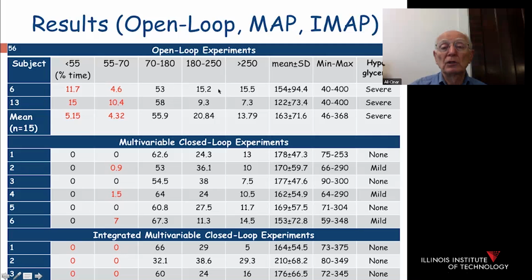These are the durations of time during, or the percentage of the time during the whole closed-loop experiment. And with the integrated system, which were the last 3 patients only, there is no hypoglycemia of any kind that was captured in our data sets.